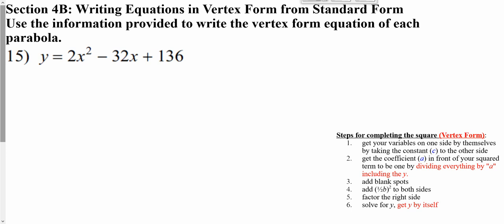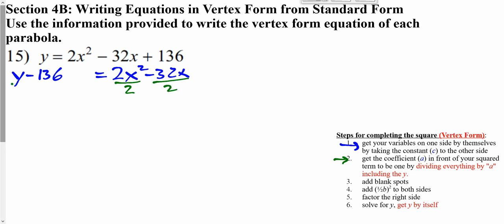So we have to go ahead and do our first step, which is get the 136 to the other side. So I'm going to go y minus the 136, so subtract that from both sides. Then we need to go ahead and get the number in front of your squared term to be 1. So there's a 2 in front, so I have to divide by 2. But I have to divide everything by 2.